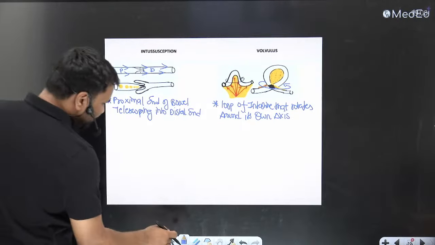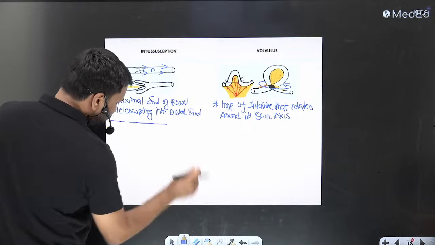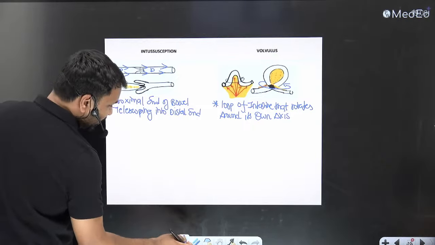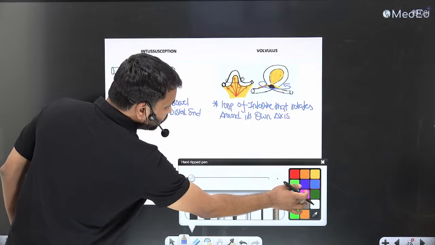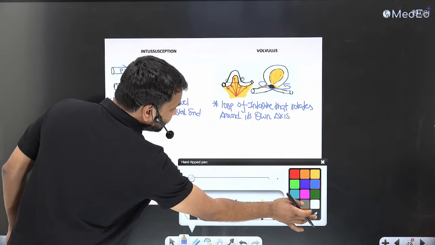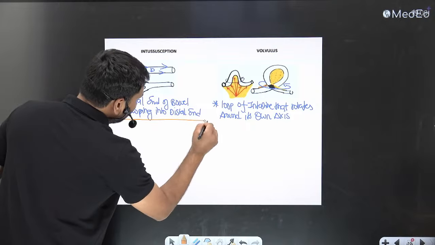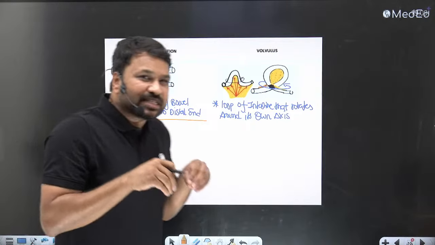Now, not everybody is going to develop intussusception. So what is the problem behind it? Intussusception is seen commonly in those patients who are going to have something called a lead point, right? So I'll talk about the concept of lead point. It's the point from where the intussusception starts.